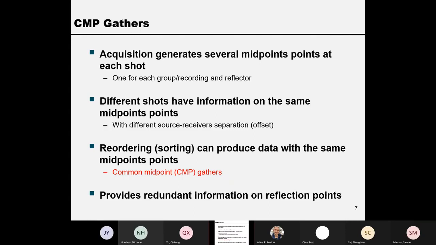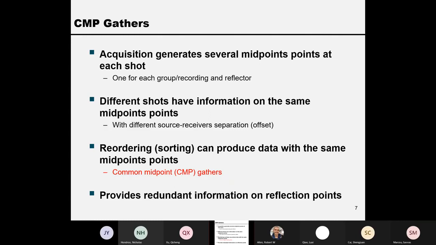That's for acquisition. When you shift your air gun source position to the next point, and the next, some midpoints overlap in the same place, right? So different shots have information on the same midpoint.